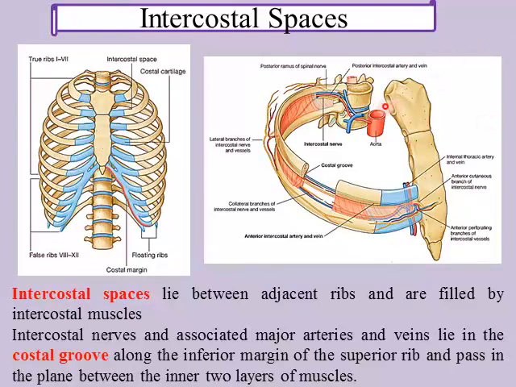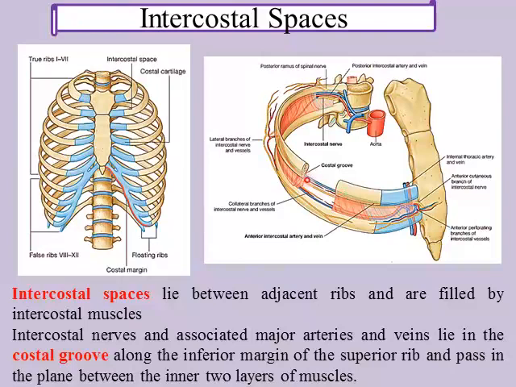Again, this is the first rib, second, third, and this is the fourth rib. Where is the fourth intercostal space? Very good. This is the fourth intercostal space. The fourth intercostal space contains the intercostal muscle of the fourth intercostal space and the neurovascular bundle of the fourth intercostal space.